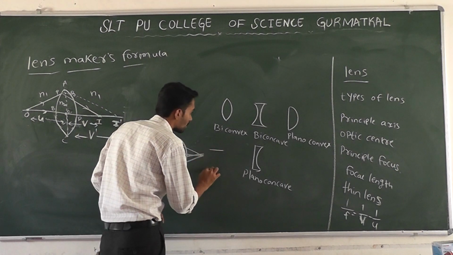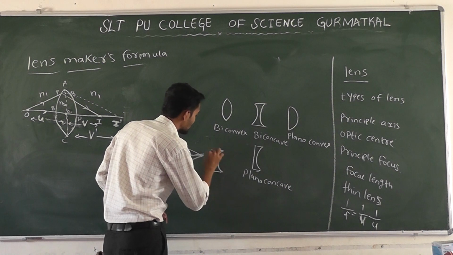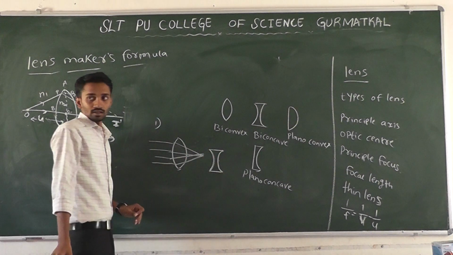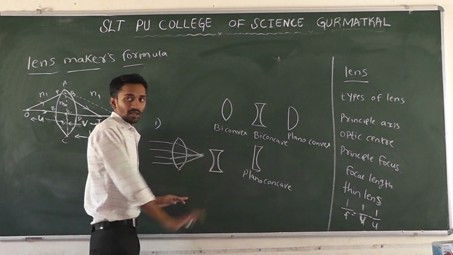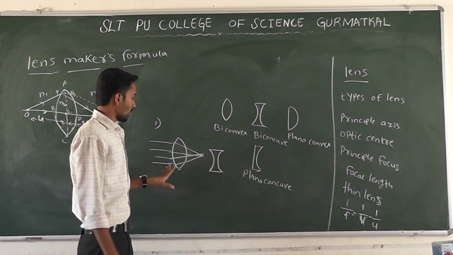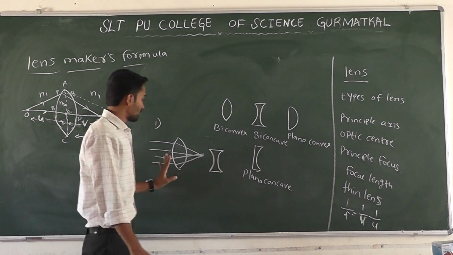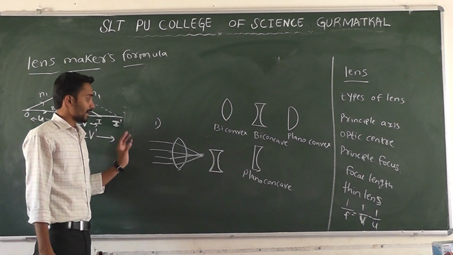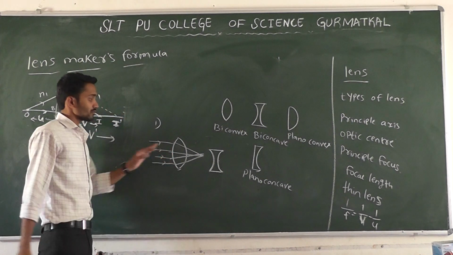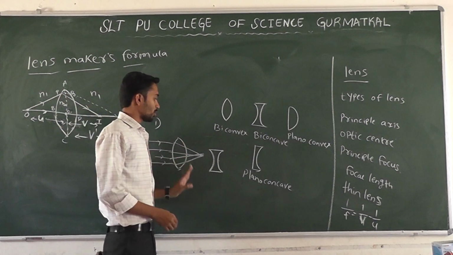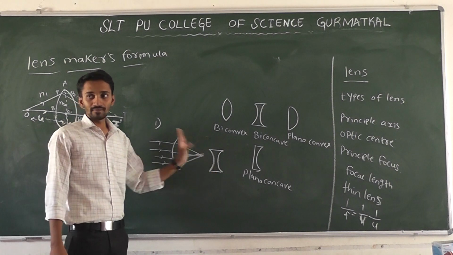How does a concave lens look? The center is thin, and the edges are thick. So we have the convex lens and the concave lens. A convex lens is a converging lens: when light rays are incident on it, all light rays are focused at a particular point. A concave lens is a diverging lens.